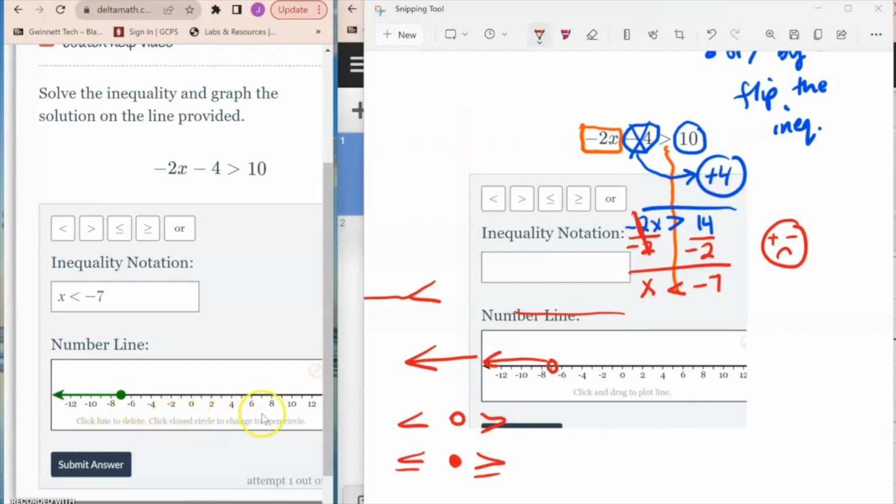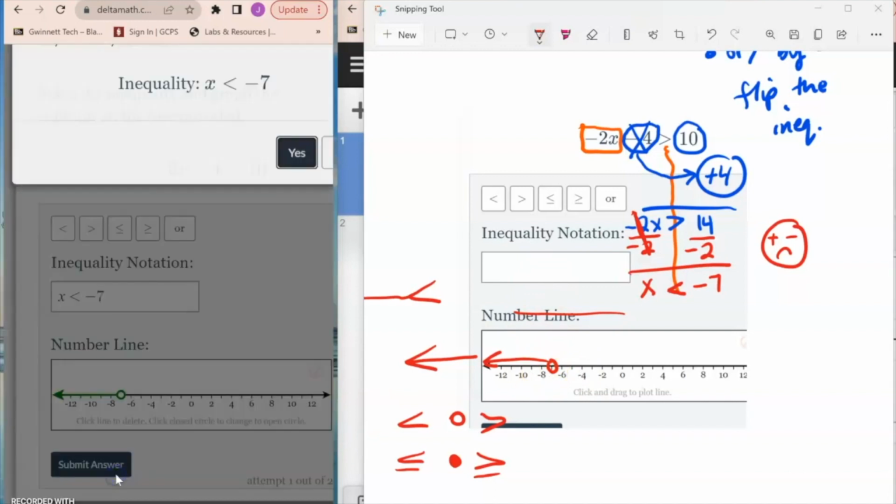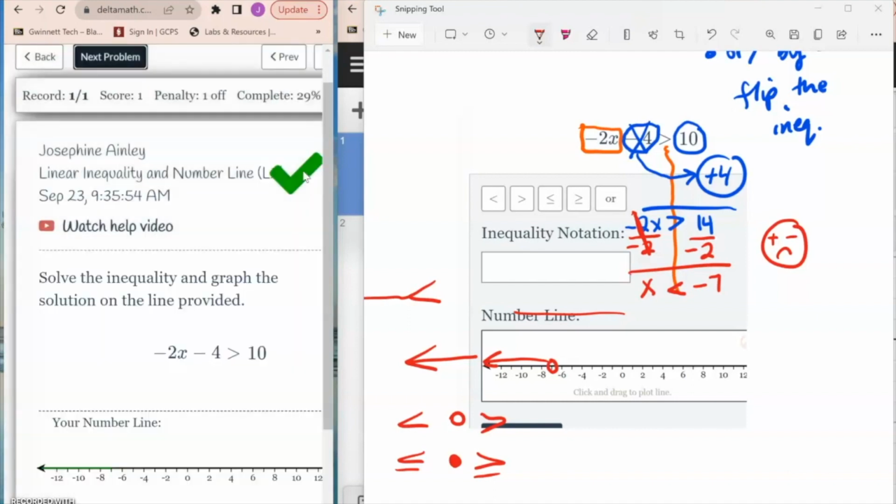Click closed circle to change it to open circle. So my circle was supposed to be what? Open. So I'm going to come here and change it to an open circle. And then submit my answer. Yay. Okay. All right. Then I'm going to go over to the next.